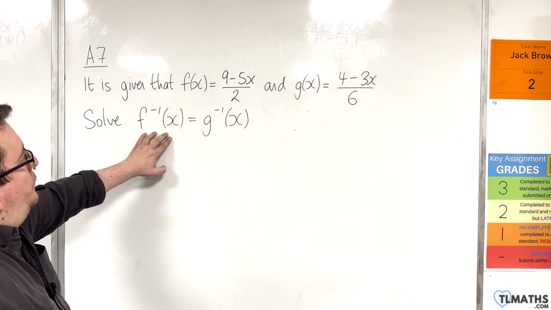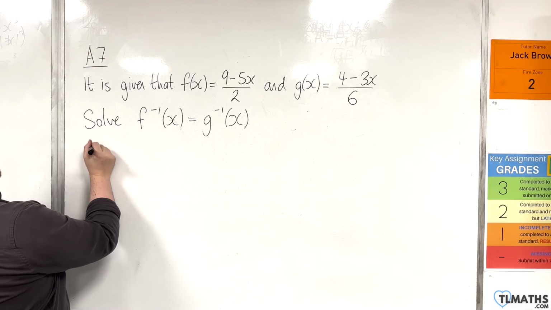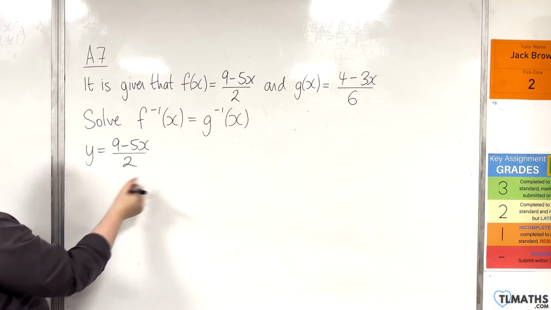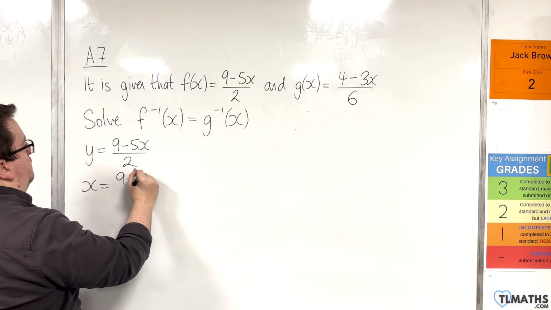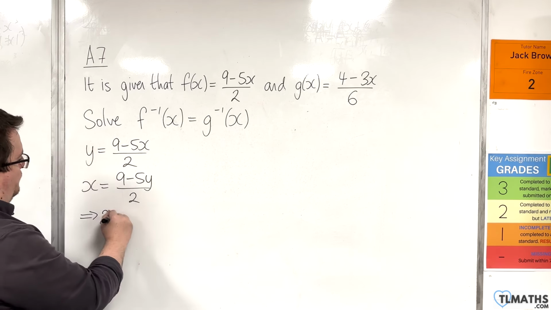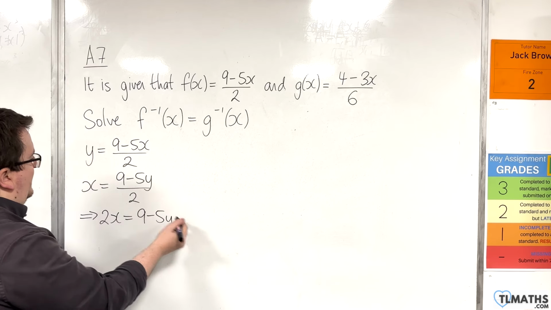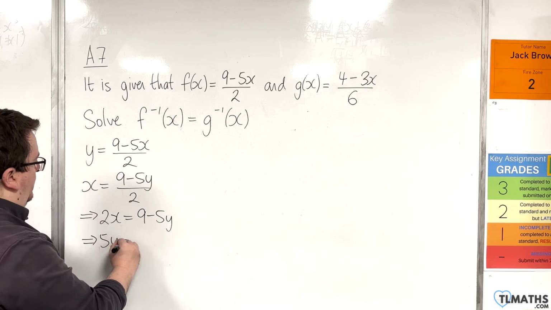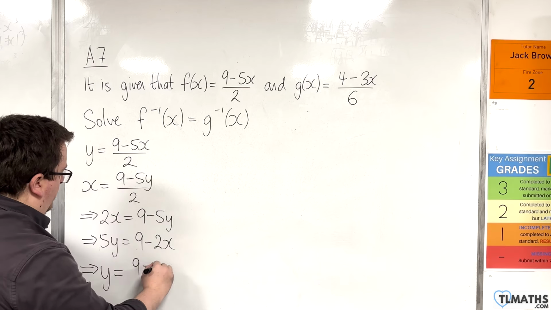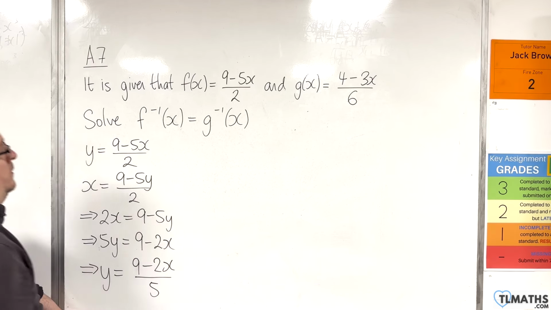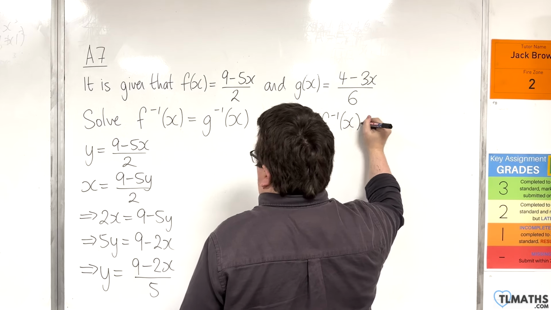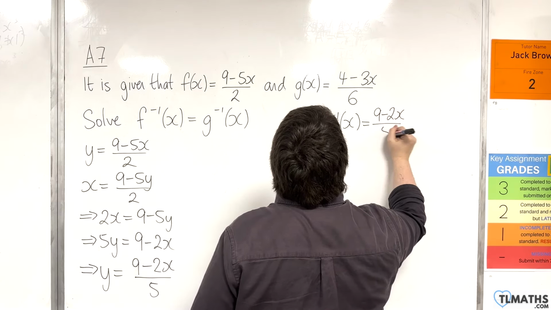So first of all, we're going to find the inverse function of f. So first of all, put y equals (9 take away 5x) over 2. Swap the x's and y's. Then rearrange this to get y equals. So multiply it by the 2. Let's add 5y to both sides. Take 2x from both sides. And then divide through by 5. Okay, so far we now know that the inverse function of f is (9 take away 2x) over 5.